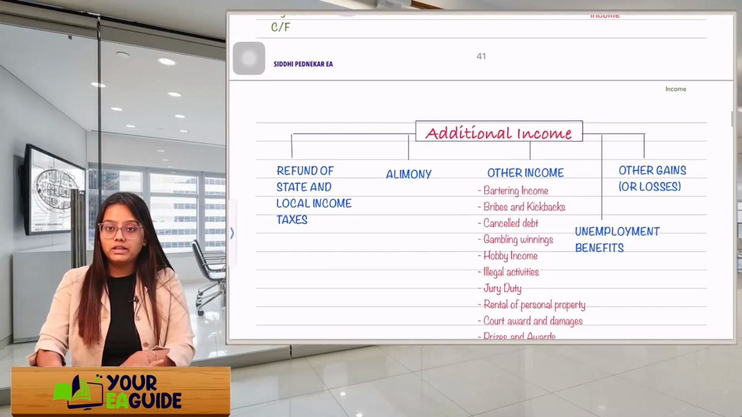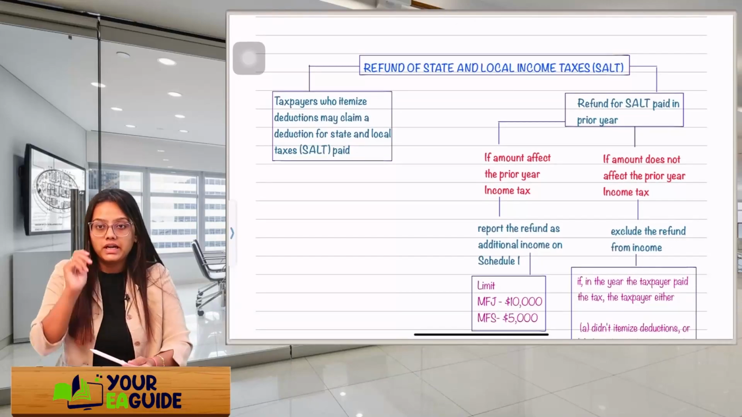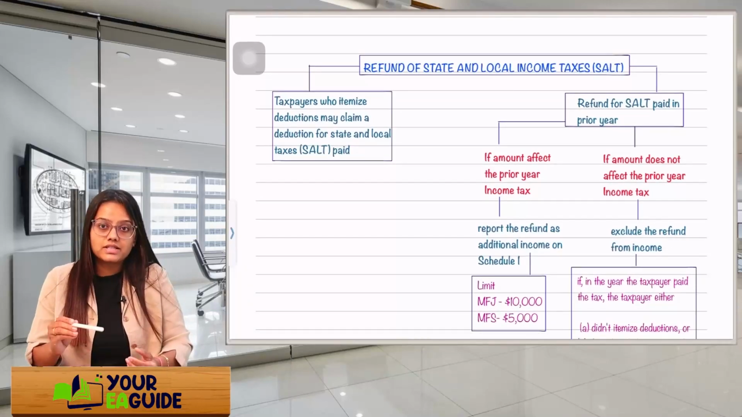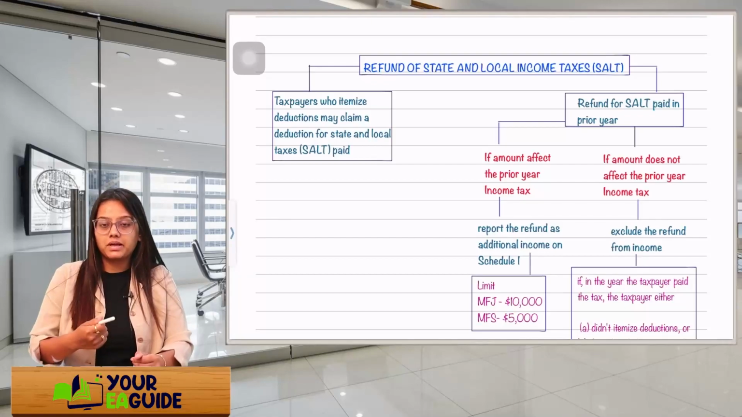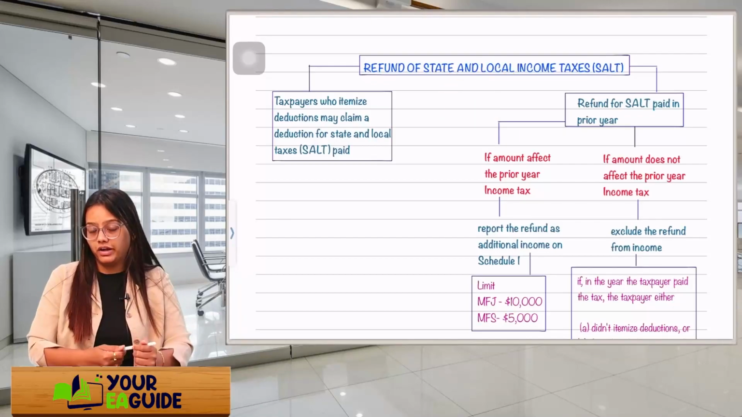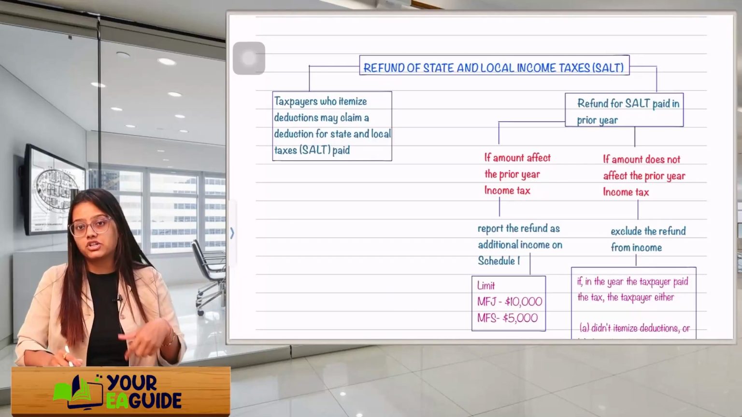Okay, now let's look at the additional income quickly. The first additional income is the refund of state and local income taxes. This is SALT. If you are going to receive a refund of state and local income taxes which you have already paid, it will be included in your income only if you have taken the itemized deduction previously.